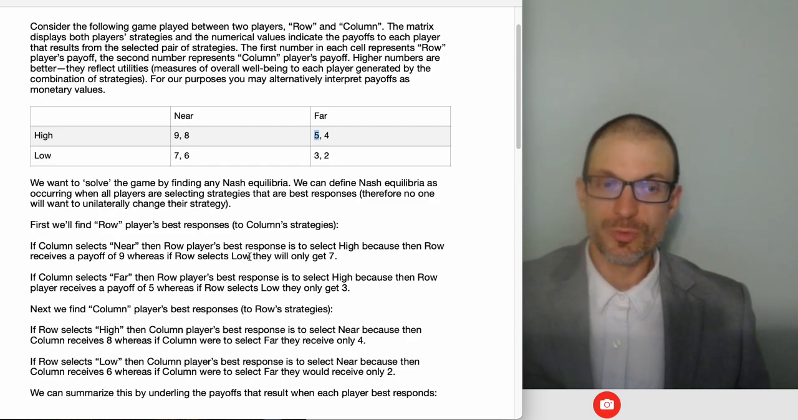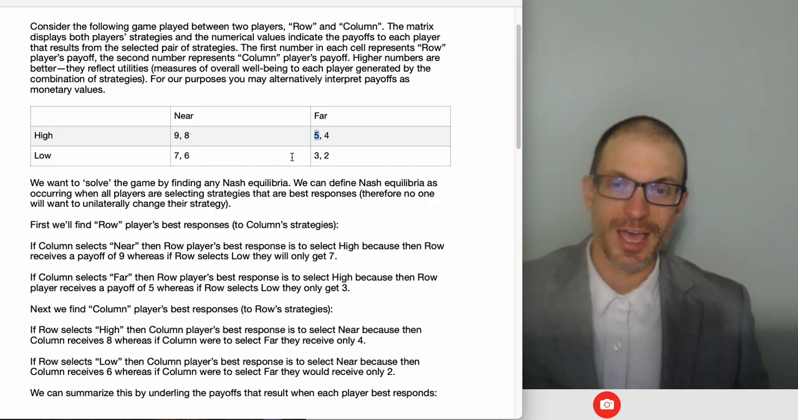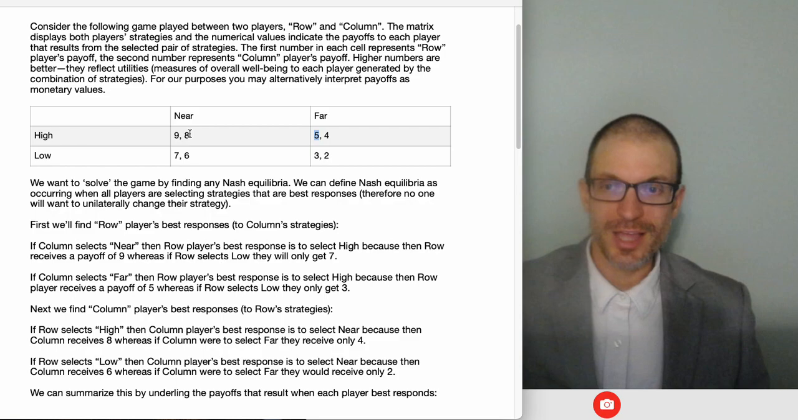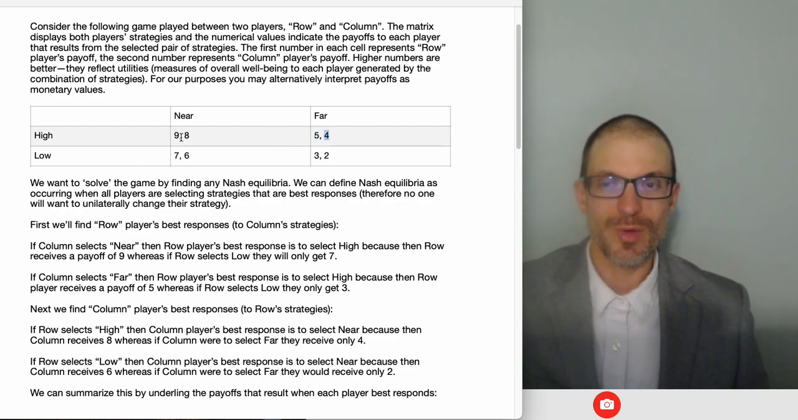Now we turn it over and we look at from the perspective of column player. So if row player has selected high, what does column player want to do? Well, if we're in the top row, column player could either get an 8 by selecting near or 4 if they select far. They'd rather have 8, so they're going to select near. So column player's best response to row's choice of high is near.